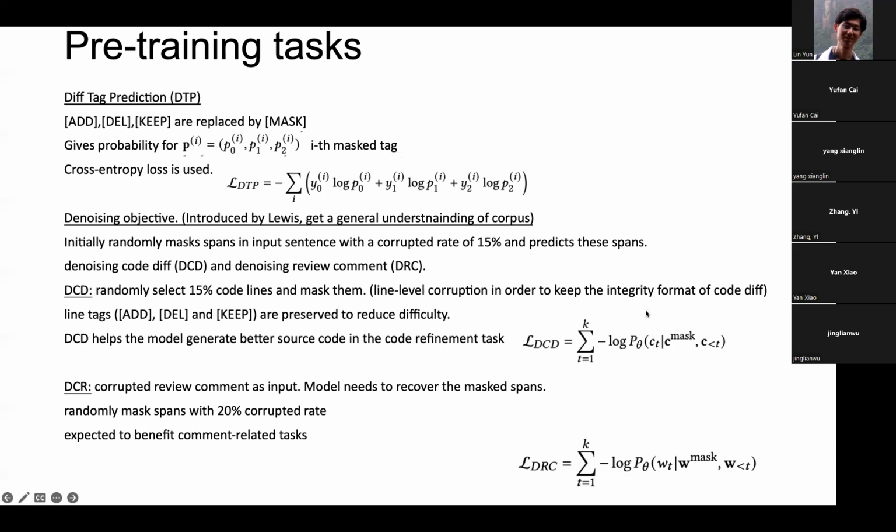Sorry, can I ask a question? I forgot what the input and output are for the DTP. The input is code. I think both the code and the comments, right? Do they require the comments or no need? No need, right? It's the diff hunk. Okay. So the input is the code, then they predict the label. Oh, by the way, what is keep? Keep is unchanged lines.